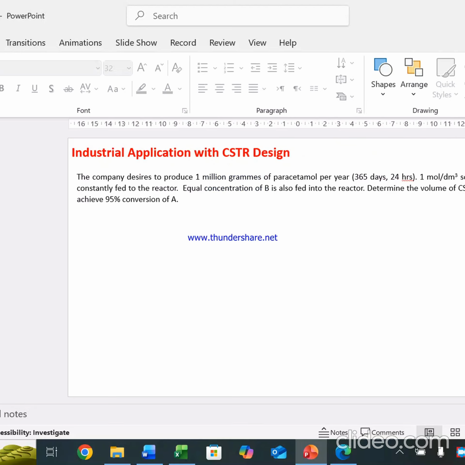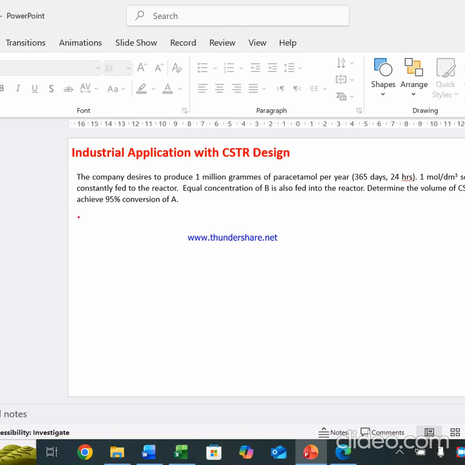So we can now go ahead to design our industrial CSTR reactor. The company decided to produce 1 million grams of paracetamol per year, that is 365 days in 24 hours. 1 mole per dm³ solution of A is constantly fed to the reactor. Equal concentration of B is also fed into the reactor. Determine the volume of CSTR needed.